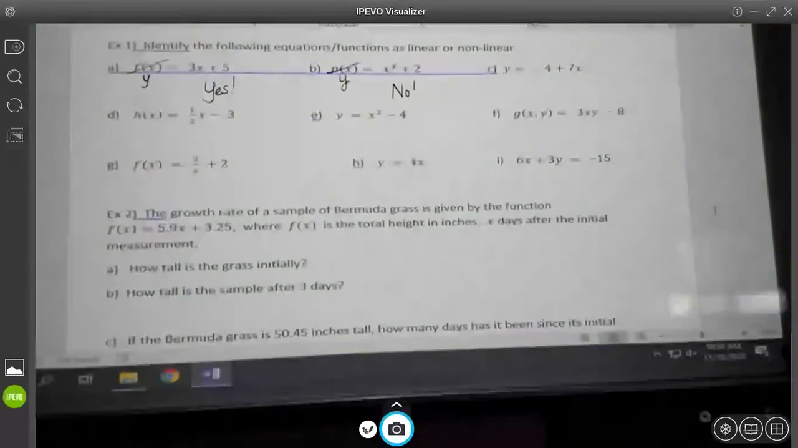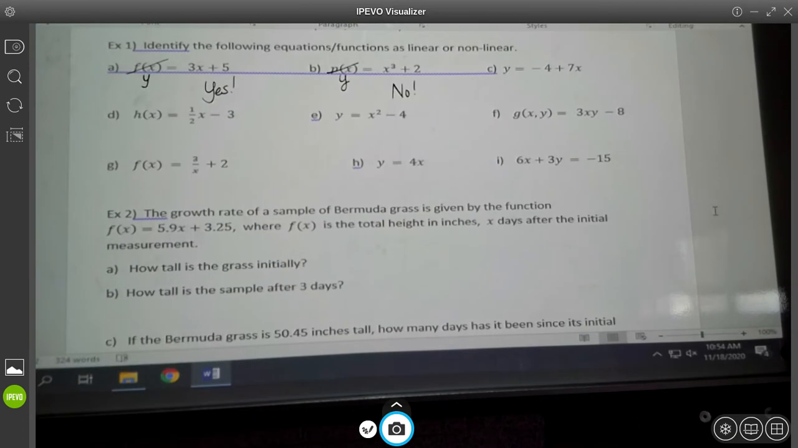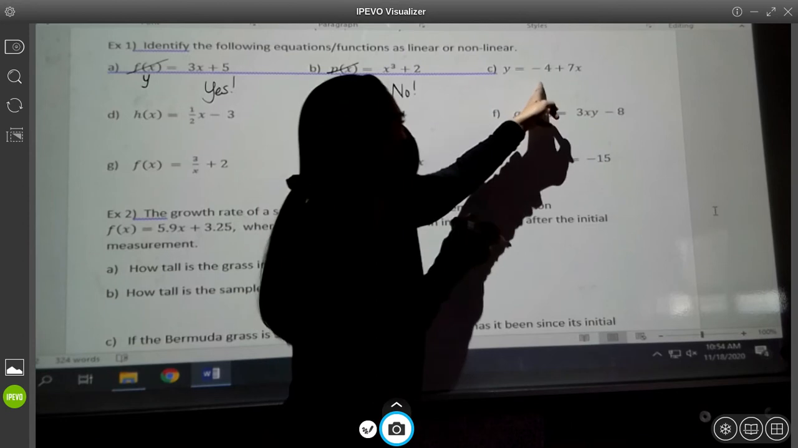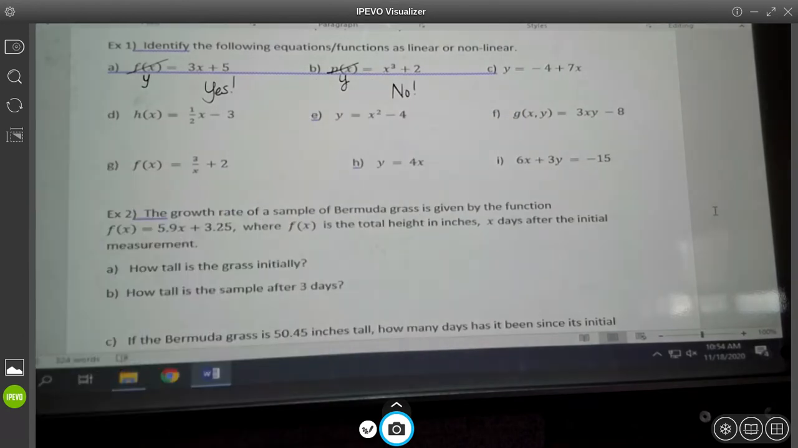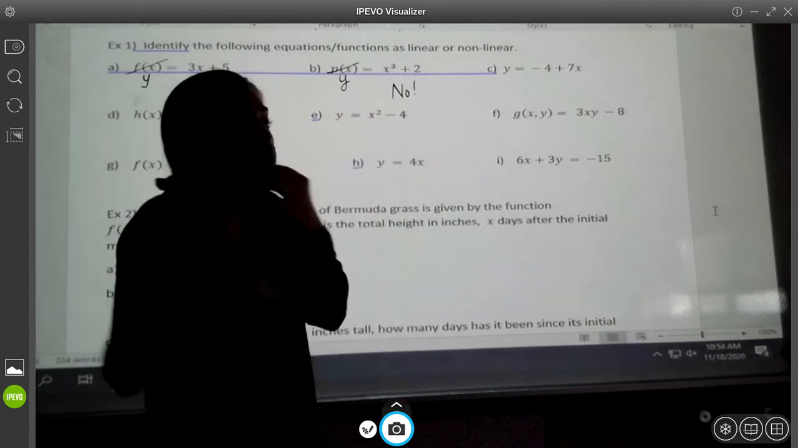All right, what about y equals -4 plus 7x? Is that something that is or could be written in mx plus b form? Definitely. Put the 7x minus 4 and you're there, right? This is definitely a linear equation.